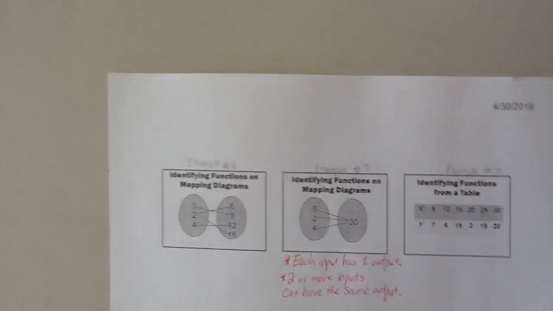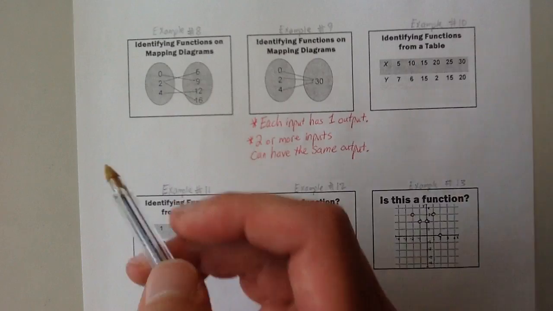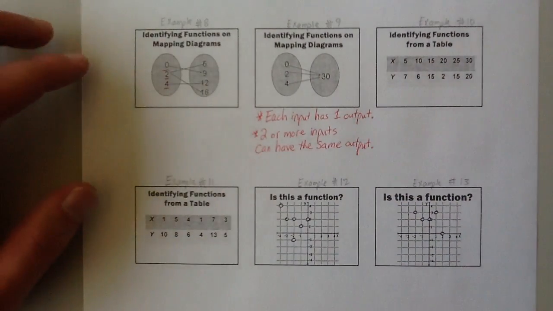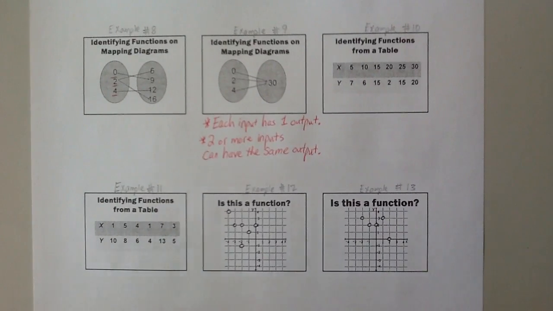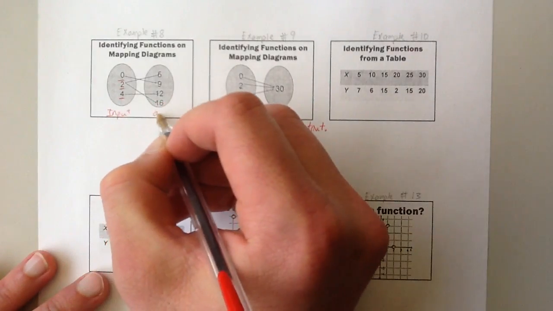Okay, example number 8 on the back side. Again, I have a mapping diagram. I have 1, 2, 3 inputs, right? So if I have 3 inputs, I should also have 3 arrows going from the inputs to the outputs.